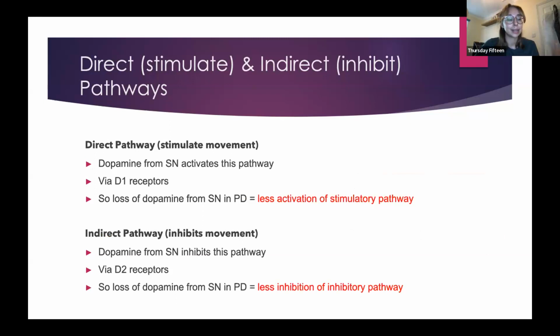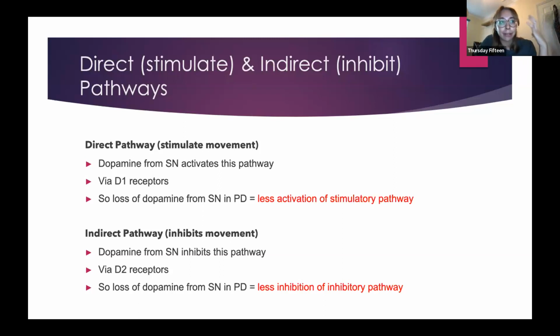So the direct pathway stimulates movement. If we're stimulating that less, we'll have less stimulation of movement. The indirect pathway is where it gets a bit messy. In the indirect pathway, the dopamine from the substantia nigra inhibits this pathway via D2 receptors, and it's an inhibitory pathway that inhibits movement.